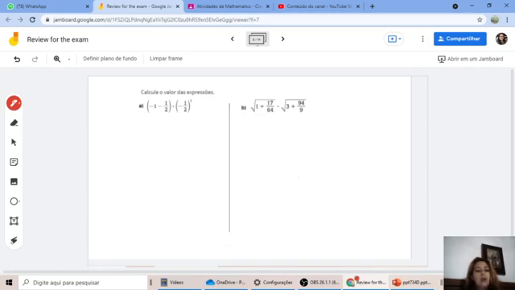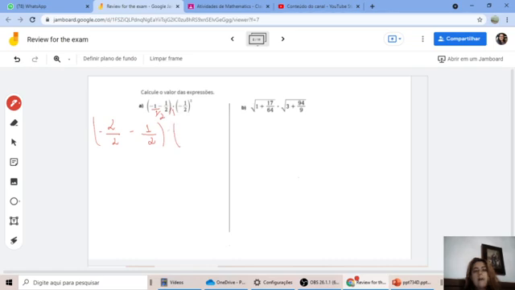First of all, I will solve what is between parentheses. I need to find the MMC between 1 and 2, and that's 2. 2 divided by 1 is 2. 2 times minus 1 is minus 2. 2 divided by 2 is 1. 1 times minus 1 is minus 1.